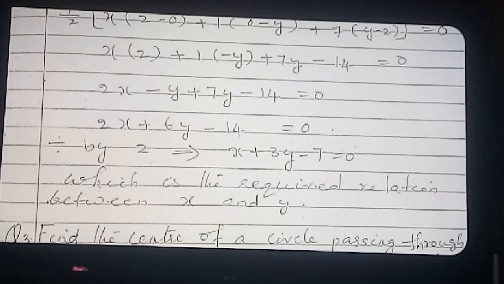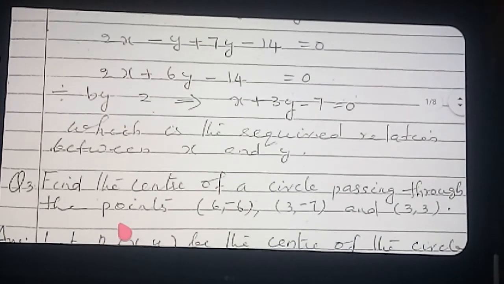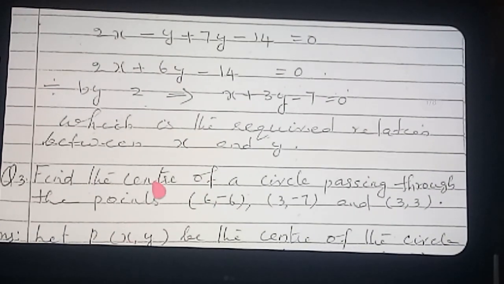Now next point, listen. Question number 3, listen. Find the center of the circle passing through the points (6, minus 6), (3, minus 7) and (3, 3). You want to find the center of a circle. These 3 points which are given are on the circle.